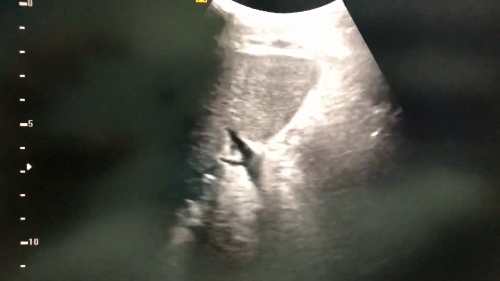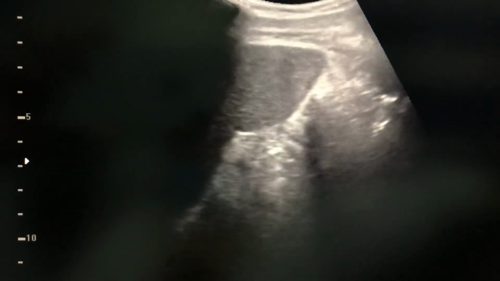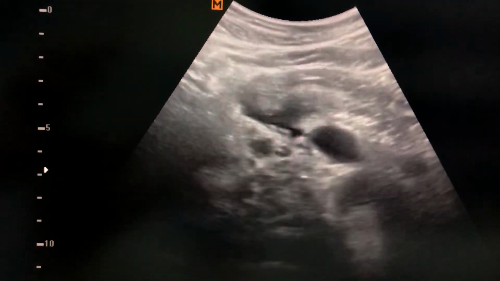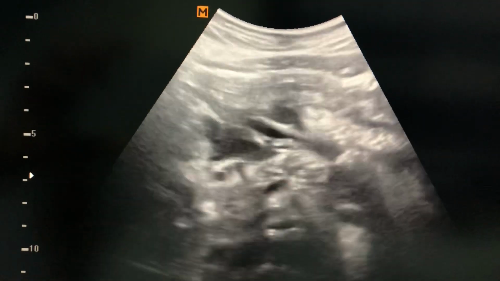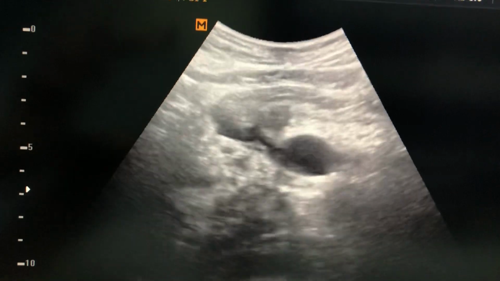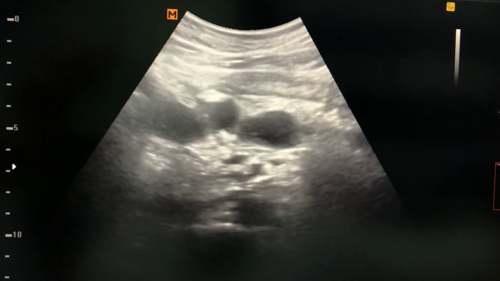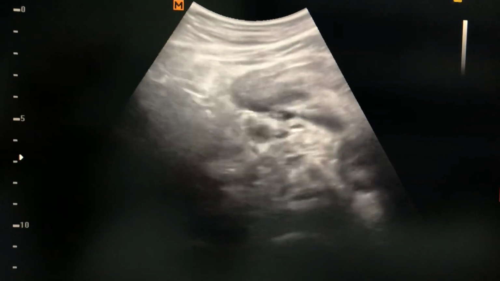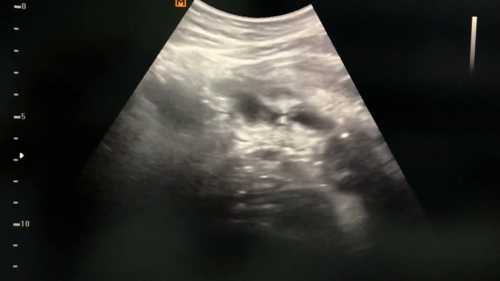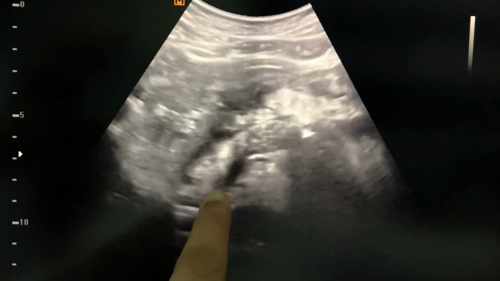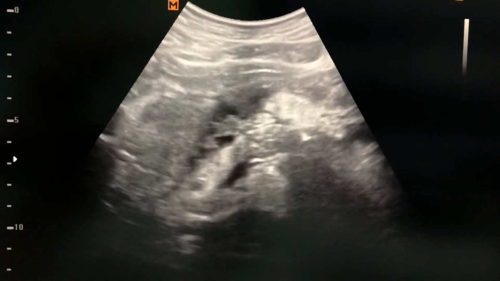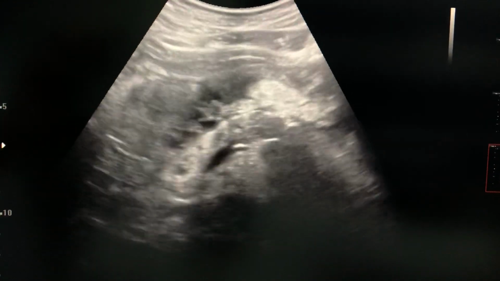Now, this is a 50-year-old male patient with a history of blunt trauma to the epigastric region 4 days before, and a complaint of vomiting for the past 2-3 days. No fever, no diarrhea. It is a case of blunt pancreatic injury.